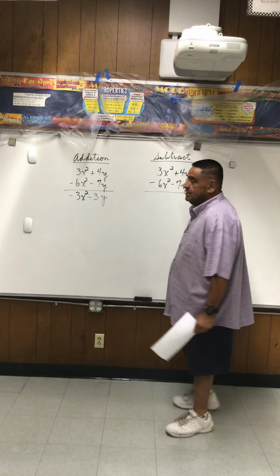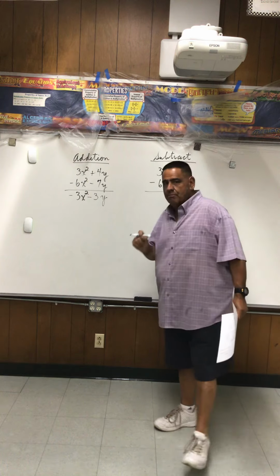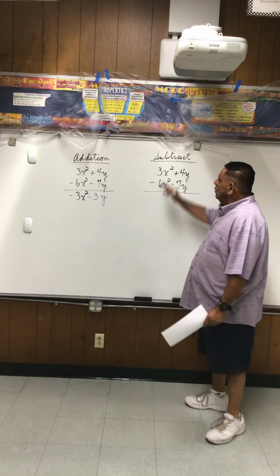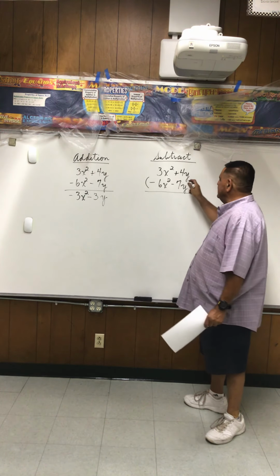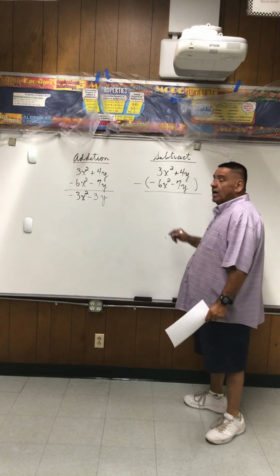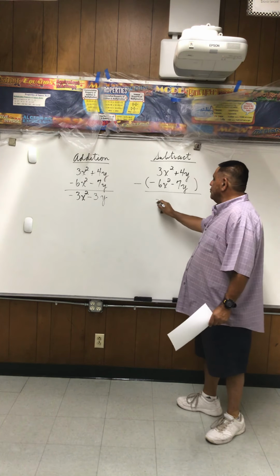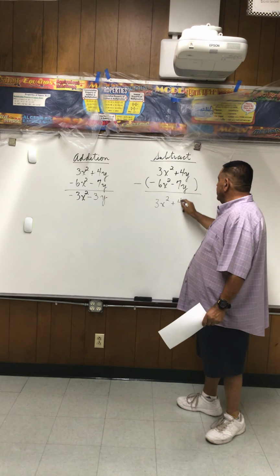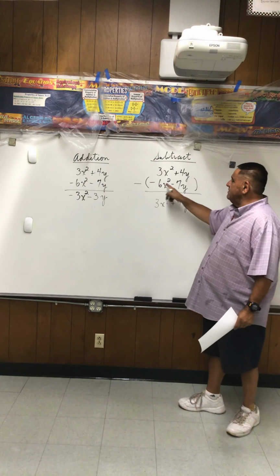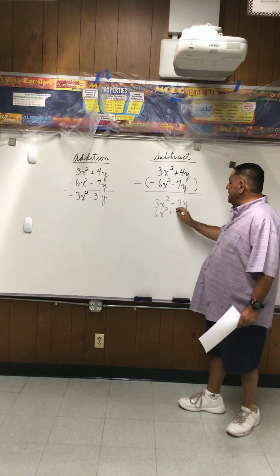It says subtract. We don't just leave it that way and subtract. We're going to have to rewrite. So remember, all the subtractions have to be rewritten. Why? This is why. When we subtract, we're going to have to get the opposite of this term right here. We're going to subtract. And since it's more than one number, I have to get the opposite. So I'm going to rewrite this first term. 3x squared plus 4y. The top terms never change. Bottom, opposite of negative 6x squared is a positive 6x squared. Opposite of a negative 7y is a positive 7y.